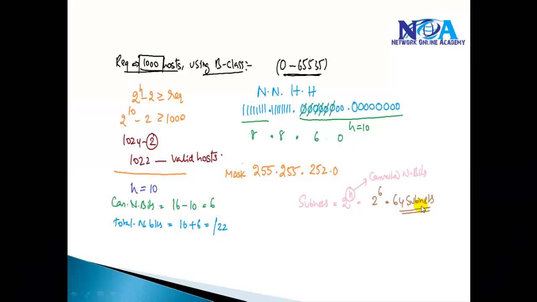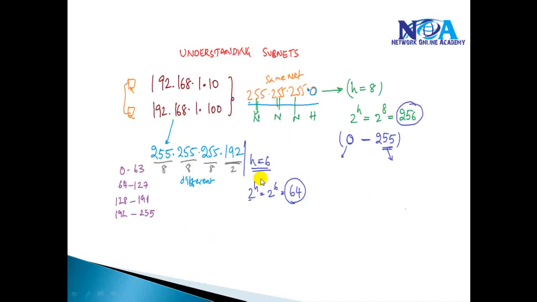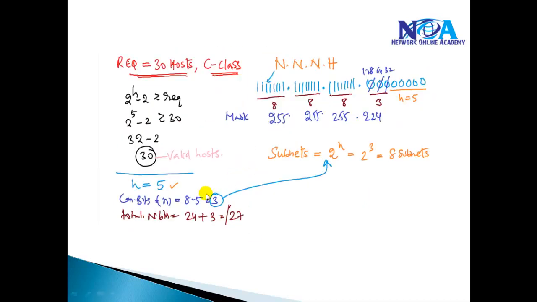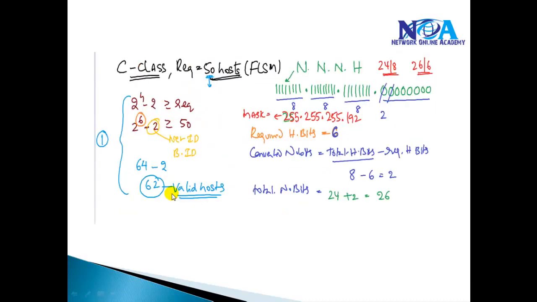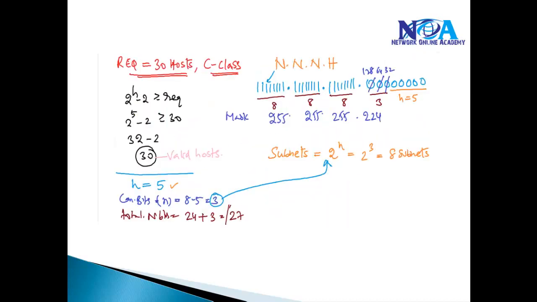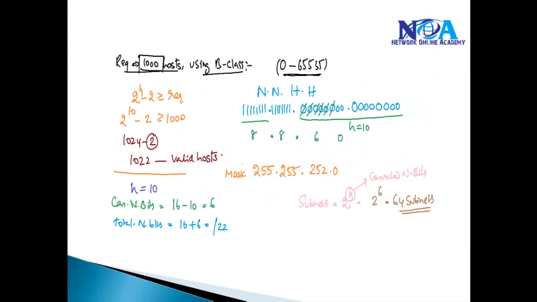Now in this video we'll see one example for FLSM using a B class. If we just get back to the basic examples we have seen in the previous classes, we have seen some C class examples with a requirement of 30 hosts and a requirement of 50 hosts, where we are dividing one C class network into multiple small networks based on FLSM. Now in this section we'll go with an FLSM example, but the requirement is, let's say, 1000 hosts.